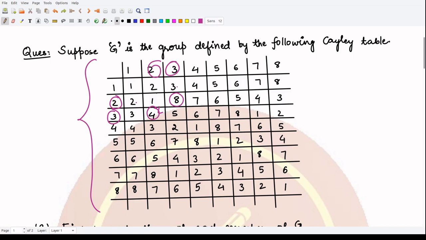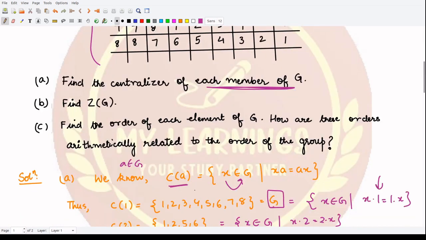What about 4? 4 star 2 is 3, and 2 star 4 is 7. They are also not equal to each other, so 4 would not come. What about 5? 2 star 5 is 6, 5 star 2 is 6. Yes, they are equal. So 5 would definitely come within this set.